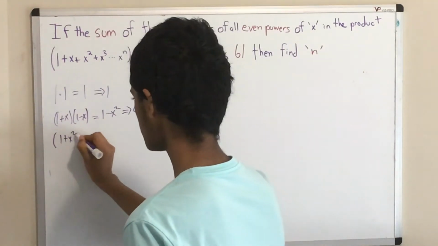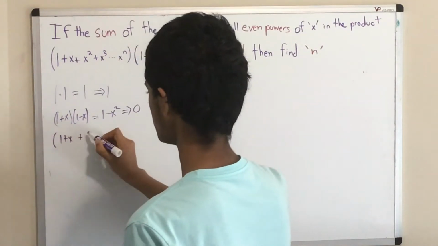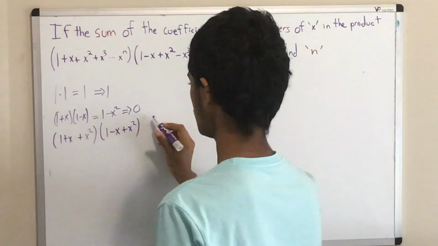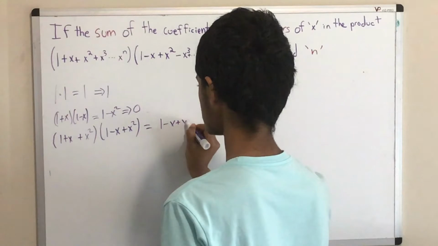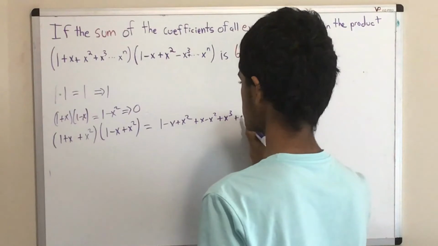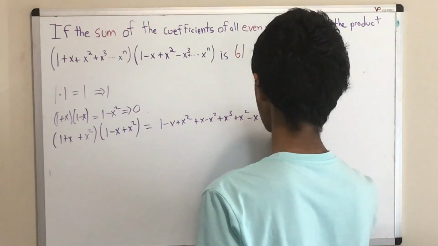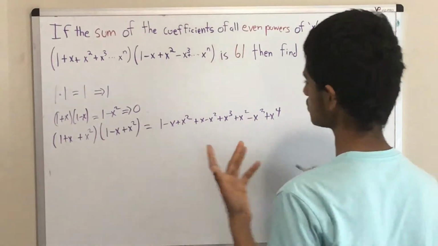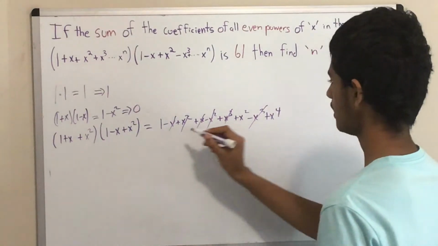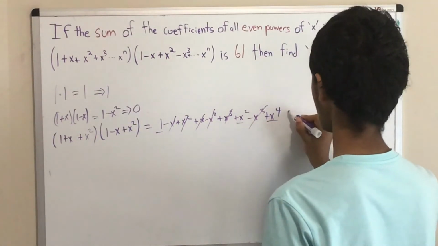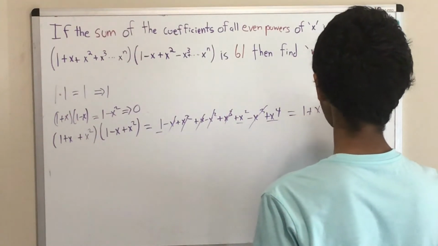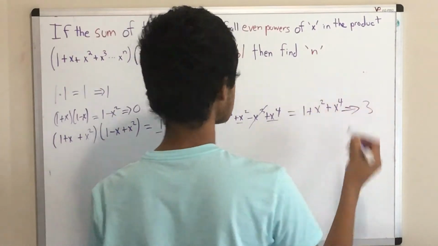Now let's move on to when it's x squared. So (1 + x + x²) times (1 - x + x²). That's going to be 1 - x + x² + x - x² + x³ + x² - x³ + x⁴. A lot of the terms cancel out, and all that remain are the 1, x², and the x to the power of 4. So that leaves us with 1 + x² + x⁴, and the sum of the coefficients for that is simply 3.